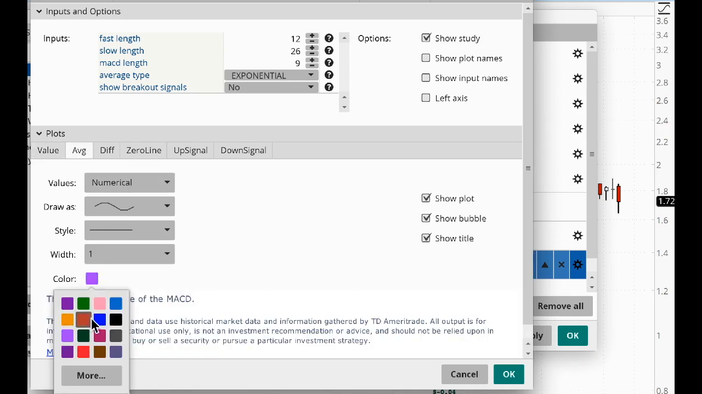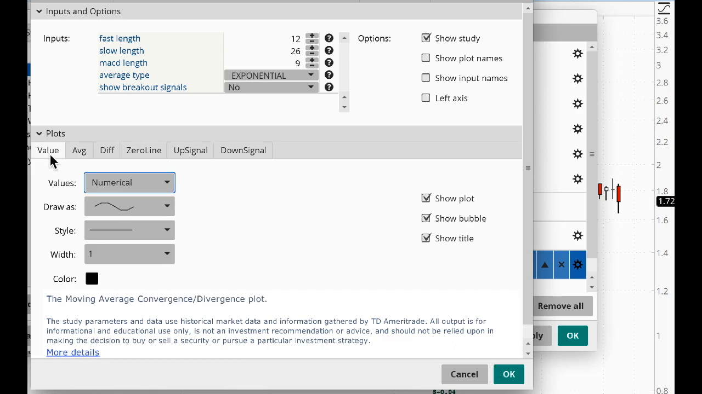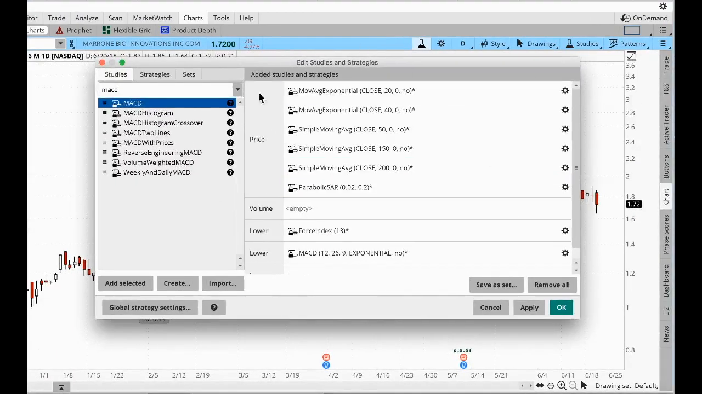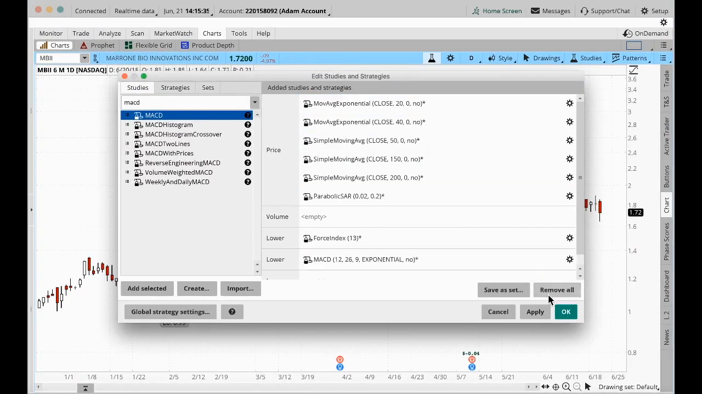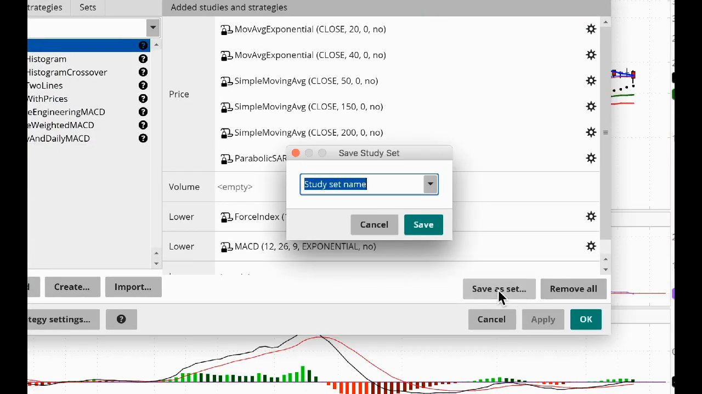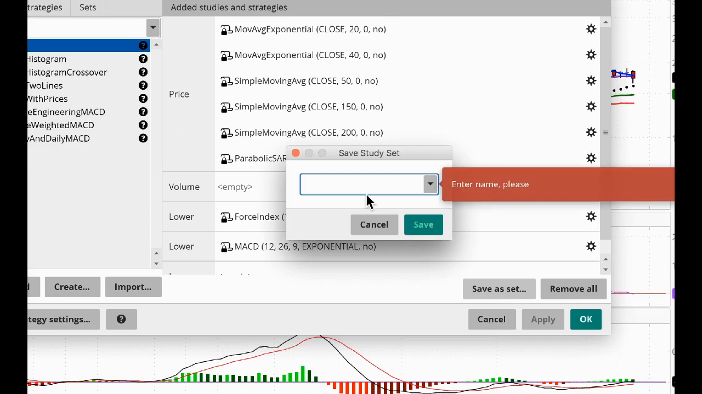And red for the signal line. Okay, black for the MACD line, red for the signal line. Okay, so I put everything in and I'm done. So I'm going to click save, and save it as breakout.